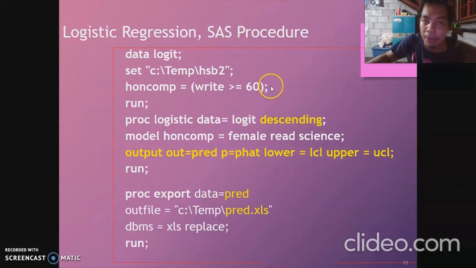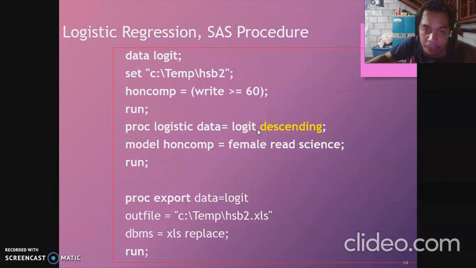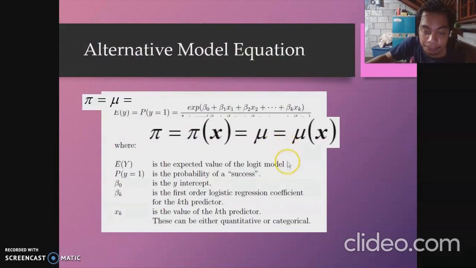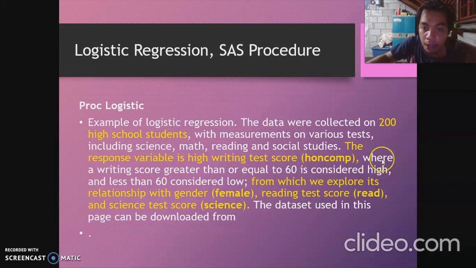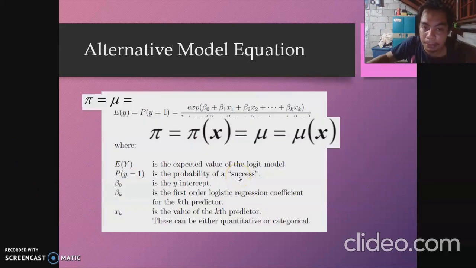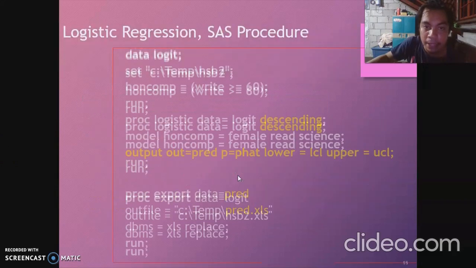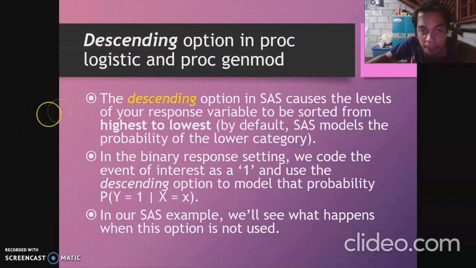So this is the sample of the logistic regression SAS procedure. Let us identify what the resulting output is. It says here that a writing score equal to 60 or higher is considered high and less than 60 is considered low. So that is what we need to identify, and you will know that from the result.